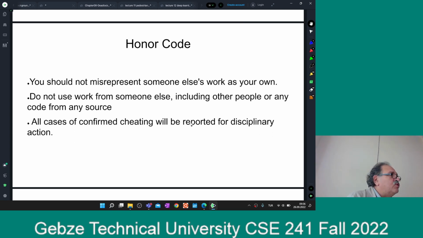You don't get to say I got this code from the internet, but it was simple code and I included it in my homework. Doesn't matter. That's called cheating, and if you cheat, we will punish you. I don't want to say how we are punishing the cheaters, but we will punish you for that. So those are the rules.